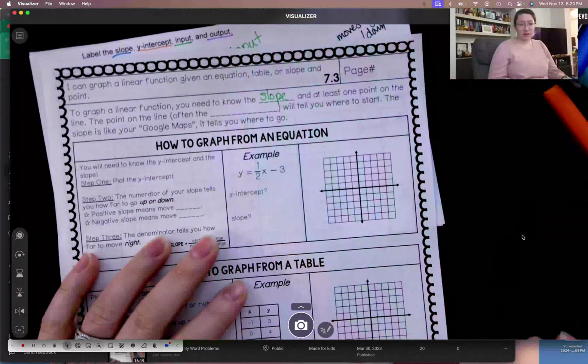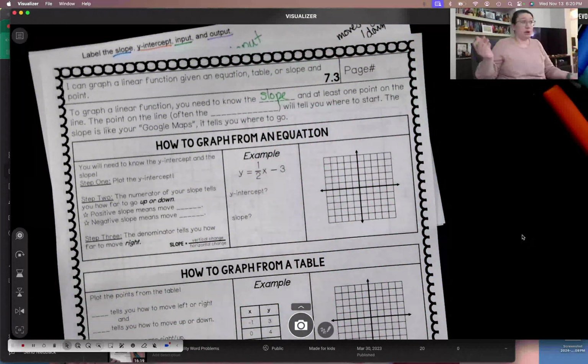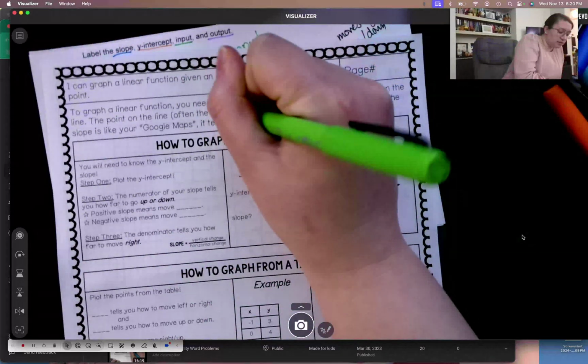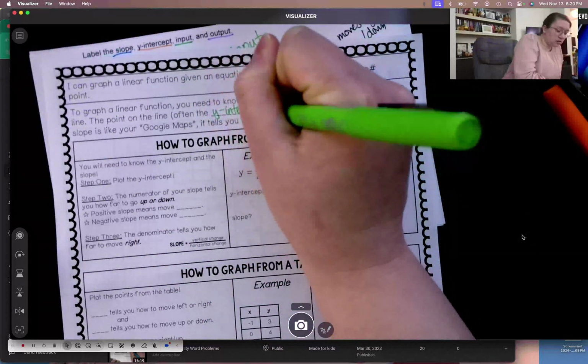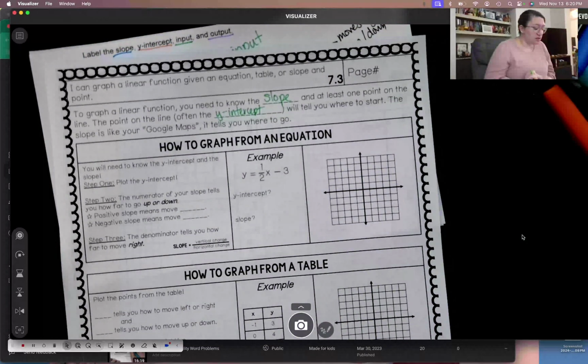and at least one point on the line, because that point that they give us is going to be our starting spot. If we just have slope, we don't know where to start or stop, we just know how we have to move. The point of the line is often your y-intercept. Not always, but often. We're going to see some examples today where it's not. And it'll tell you where to start.